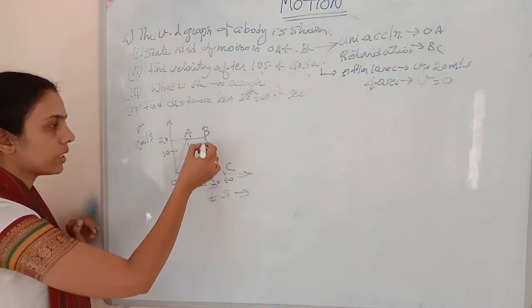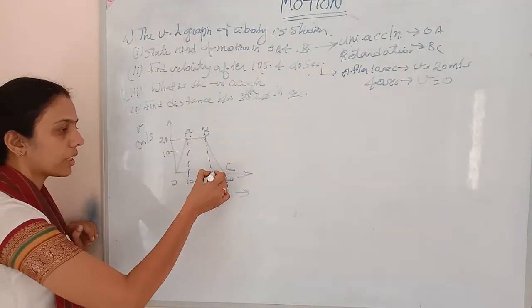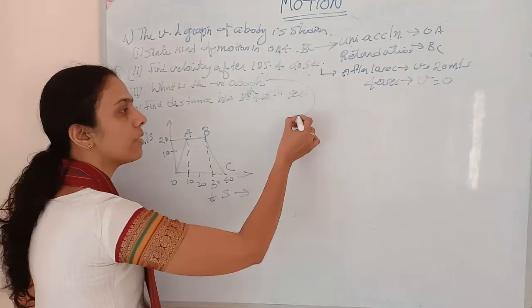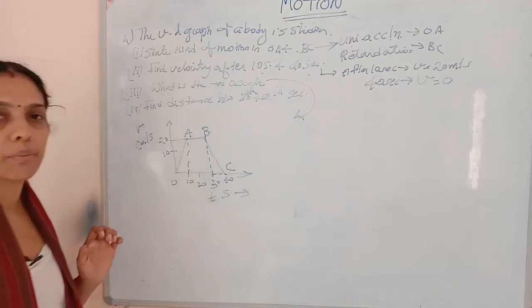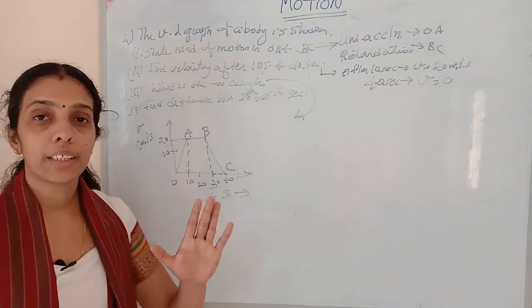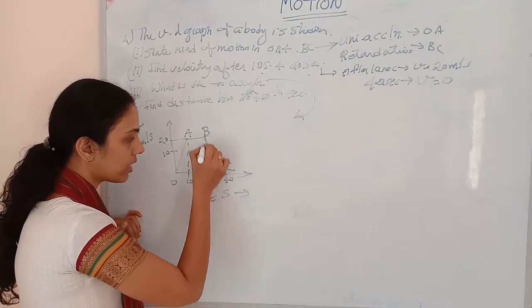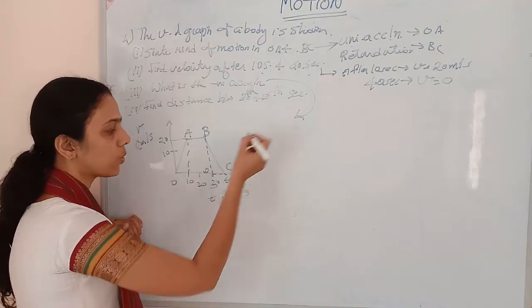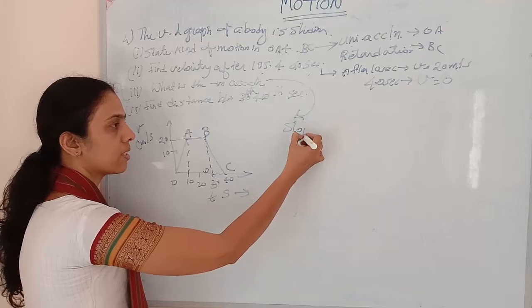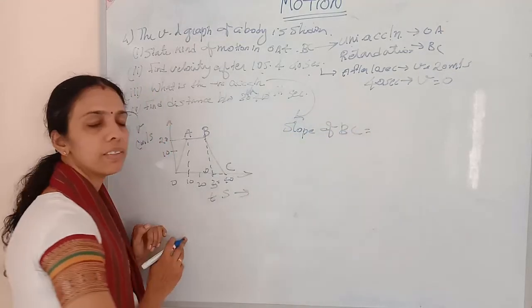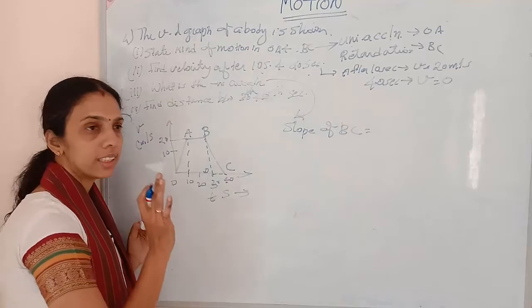We should find out the negative acceleration. How we can find out the negative acceleration? In a velocity time graph, the negative acceleration can be found out with the help of finding the slope of the graph. So for that I am drawing a small triangle like this. So slope of BC will give you the negative acceleration in velocity time graph.